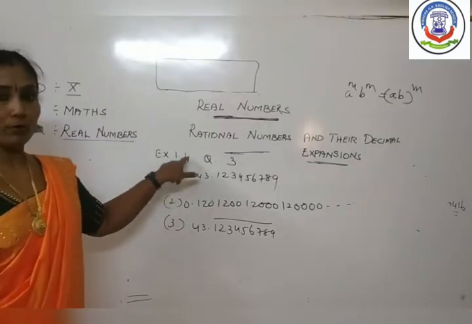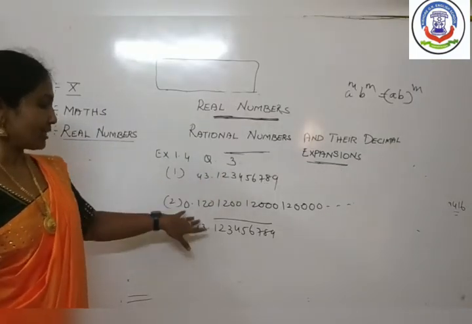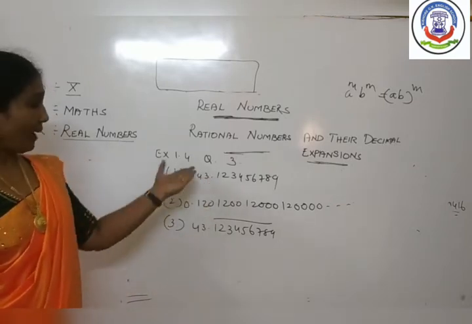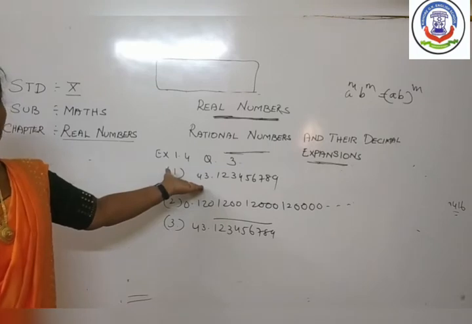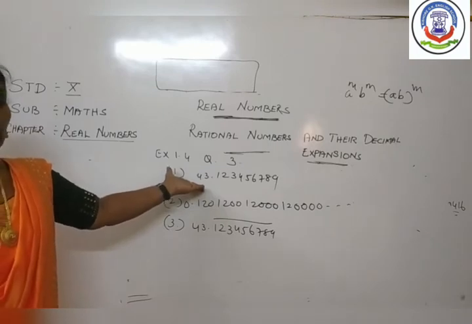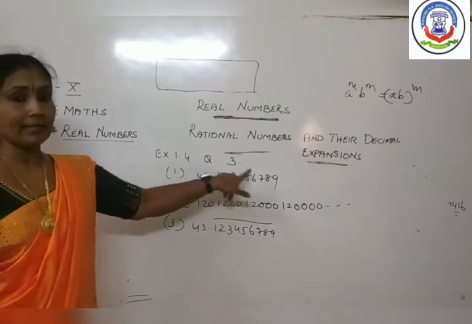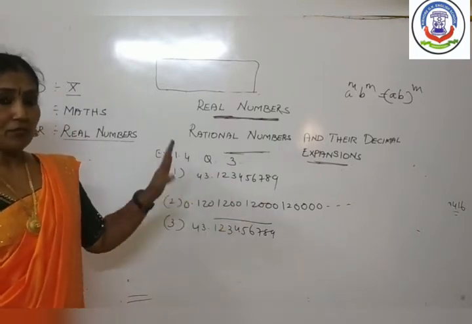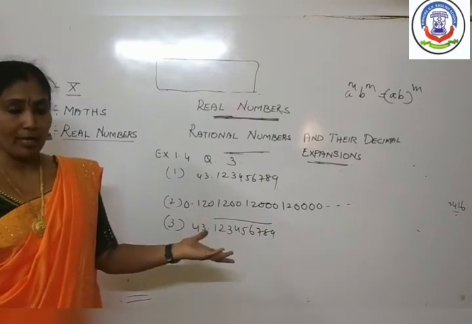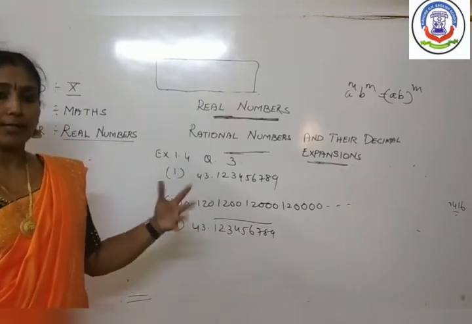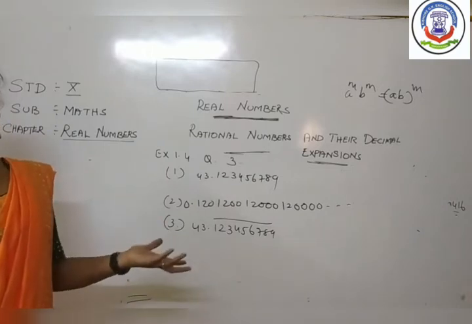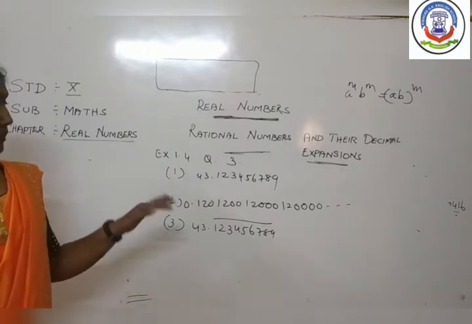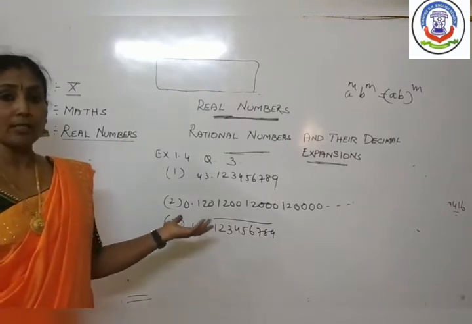Exercise 1.4, same question number 3. Some decimal expansions are given. You have to say whether each is a rational number or not. By looking at the decimal expansion, you can say whether it is rational. If it is a terminating decimal expansion, we can say it's a rational number. If it is a repeating and non-terminating decimal expansion, it is also a rational number. Non-terminating and non-repeating numbers are irrational numbers.